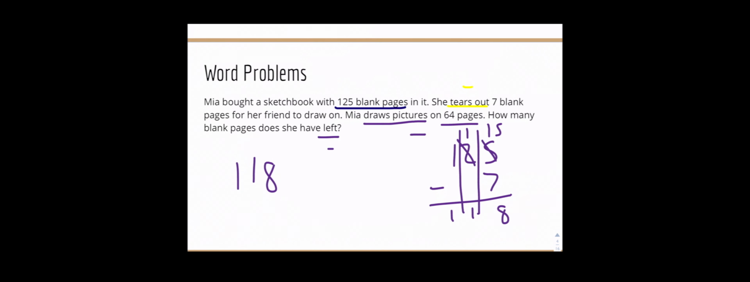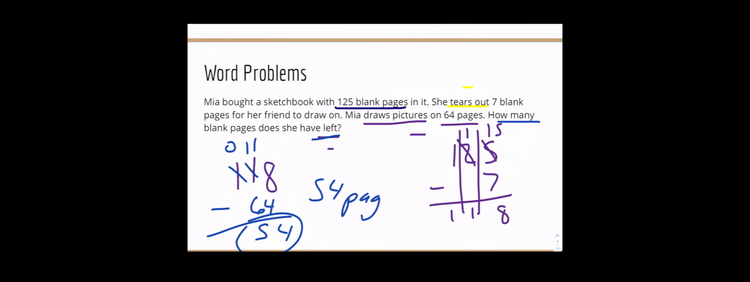But then she draws on 64 pages here. And so we talked about how that actually means she's using them, so subtraction. 8 minus 4 is 4. Cannot subtract 1 minus 6, so we need to regroup. And that leaves us with 54. So to answer our how many does she have left, well, she has 54 pages.